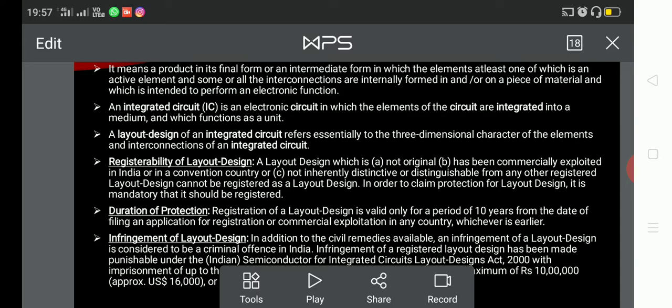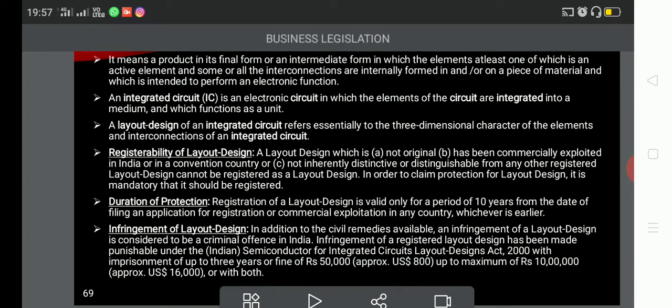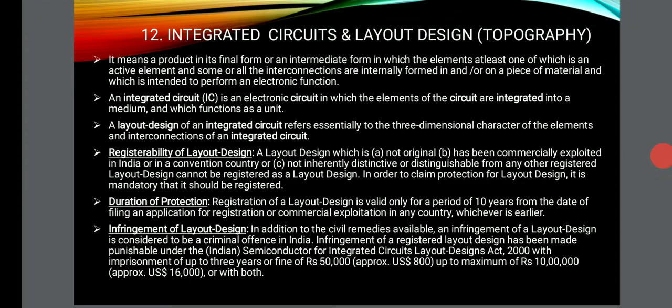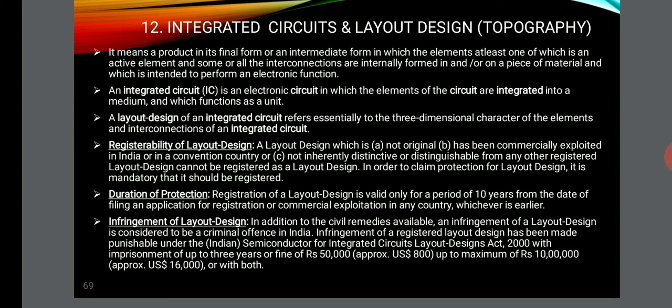You would have come across IC circuits in laptops, etc., where one motherboard is there and there are various things done on that motherboard. IC is integrated circuit, and an electronic circuit is an electronic circuit in which the elements of the circuit are integrated into a medium and which functions as a unit. A layout design of an integrated circuit refers essentially to a three-dimensional character of the element and interconnections of an integrated circuit.